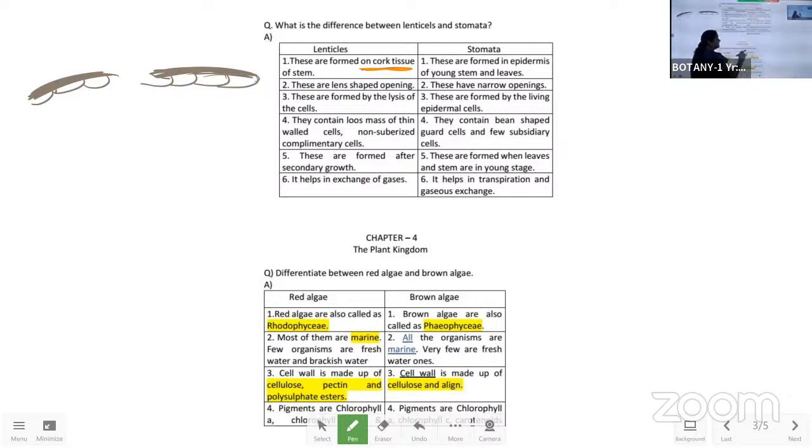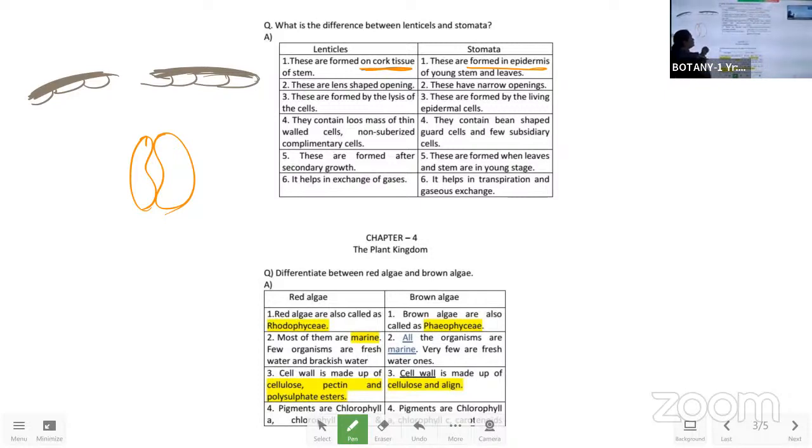So because we are saying the stomatal apparatus generally seen in the leaf, so these are formed in the young stem and the leaves by the epidermal cells. Okay, and what is the shape of the lenticels and the stomata? Stomatal shape we know. Stomatal shape is the bean shape, narrow openings, and that are formed by the bean shaped guard cells. Okay, and they are having a small opening. Now that's what we are saying, the stomata.